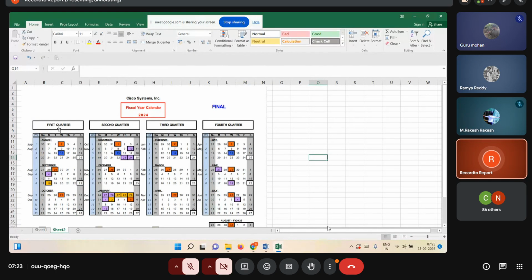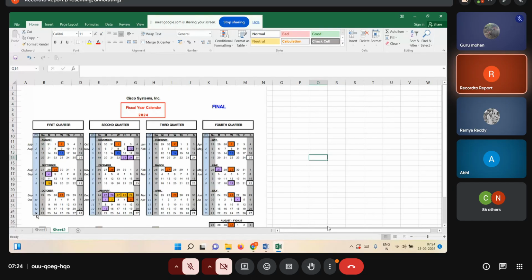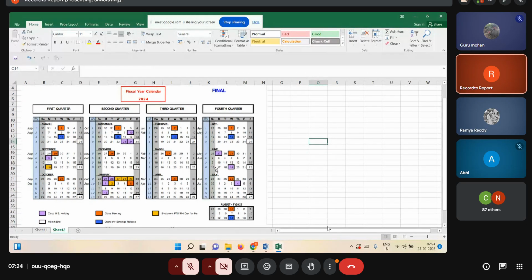How many quarters? 1, 2, 3, 4. How many weeks in a quarter, guys? 13. So how is it decided? August, September is month end, October is quarter end. October, January, April, July is quarter end. August, September, November, December, February, March, May, June is month end. Clear? Is it clear till here?